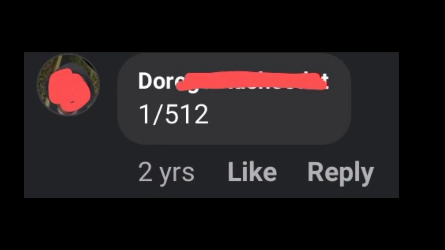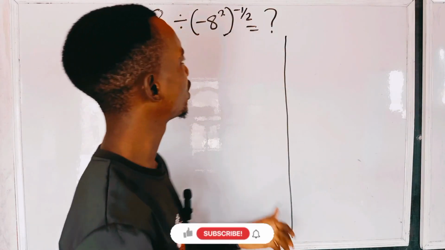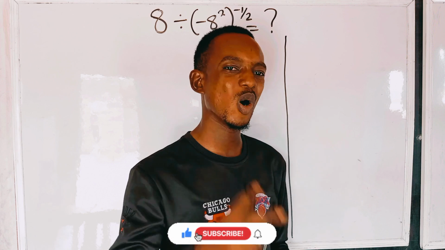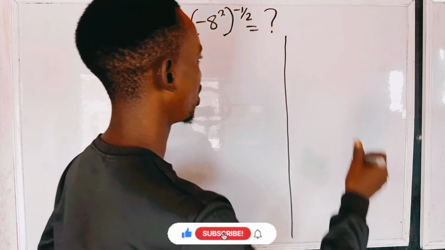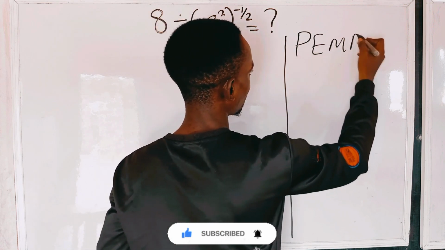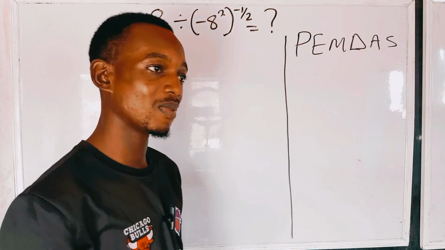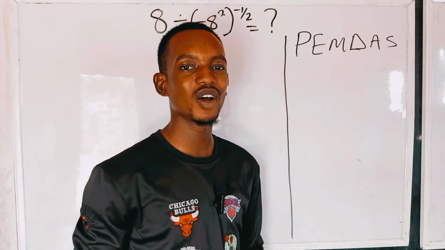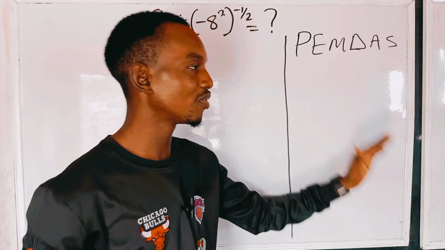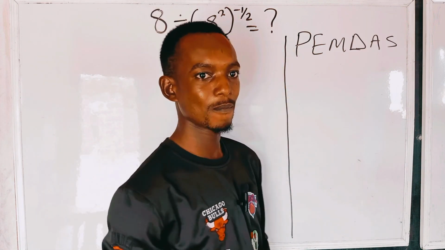Now, how can we know the correct answer to this? How can we solve this properly? The reason why many people are getting the wrong answers is because they are not following the order of operation, PEMDAS or BODMAS. So for us to solve this question well, we are going to strictly follow PEMDAS so as to arrive at the correct answer. Okay.